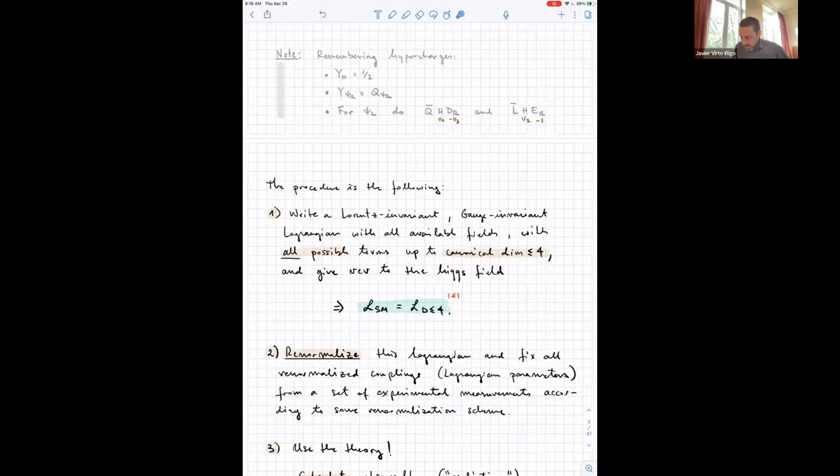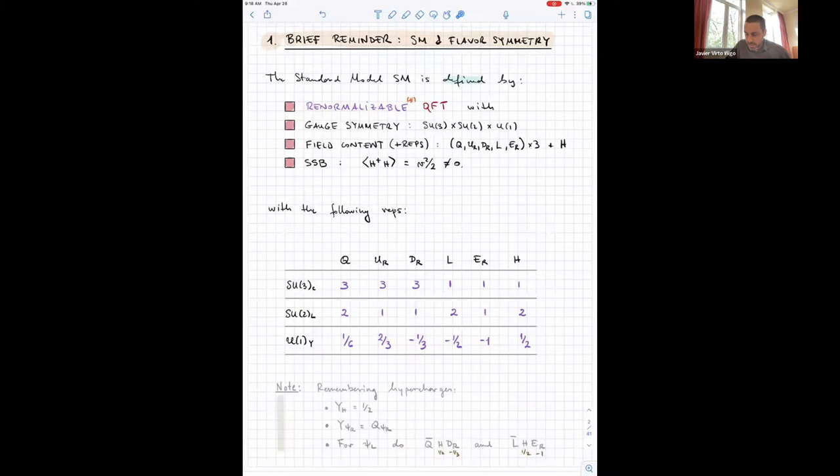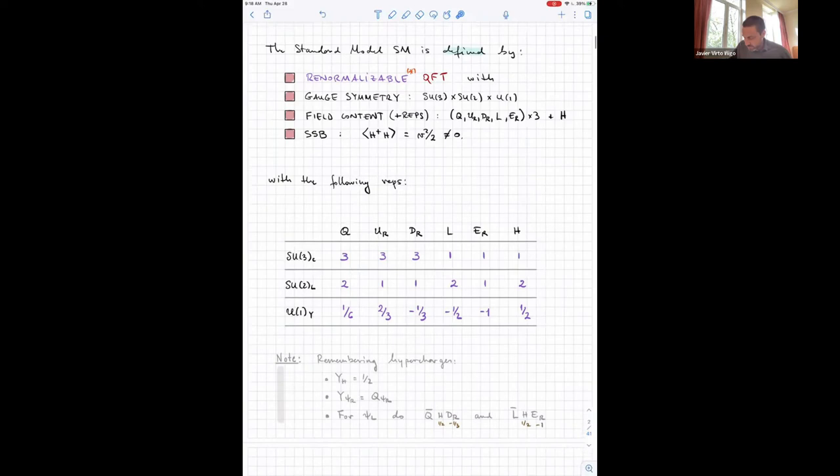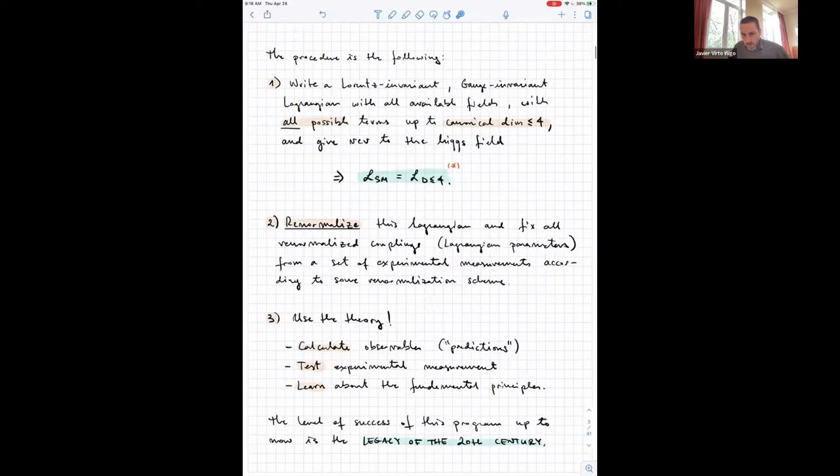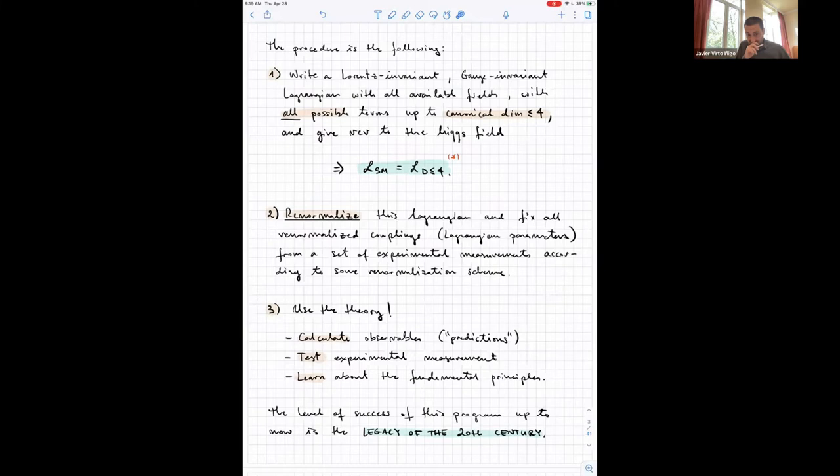And here, again, you see this asterisk. It's the same asterisk I'm putting right here. And this asterisk means that the reason you stop at dimension 4 is because you want this theory to be renormalizable, okay? And this means you have a finite number of terms in this Lagrangian, which is also helpful. Once you have written this Lagrangian, you have to renormalize it, okay? And then you have to fix all renormalized couplings from a set of experimental measurements, okay?